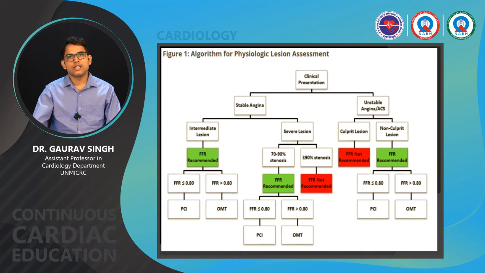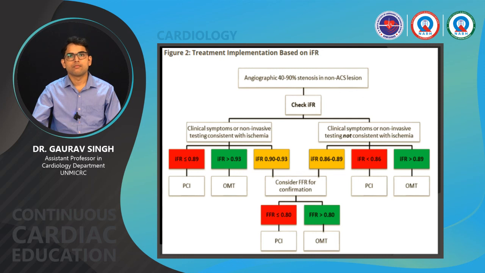In unstable angina or ACS, if a culprit lesion is there, FFR is not recommended because of microvascular changes during the acute setting. In a non-culprit region, FFR is recommended. Again, the same cutoff has to be followed. So, in angiographically borderline lesions, that is 40 to 90% stenosis in non-ACS lesions, we can do both iFR and FFR also, and the cutoff for iFR is 0.9.